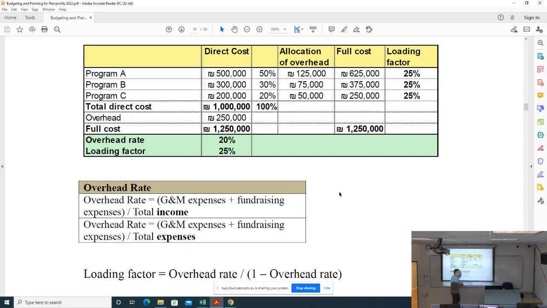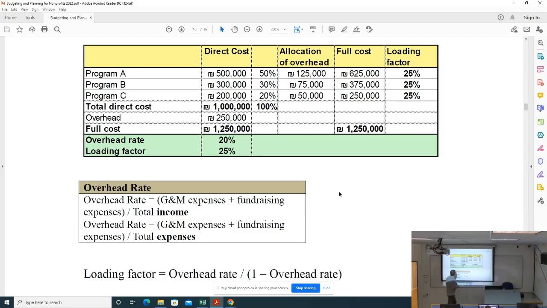If you want to describe this metric in a verbal form, a donor will say, I want to know out of each dollar that I give you, how much goes to overhead. That will be the overhead rate. So if the overhead rate is 20%, it means that for each dollar that the organization receives, 20 cents will go to overhead. This is basically what the metric says. Again, I don't want to enter into this discussion now of whether it's good or bad. I just want to introduce it.